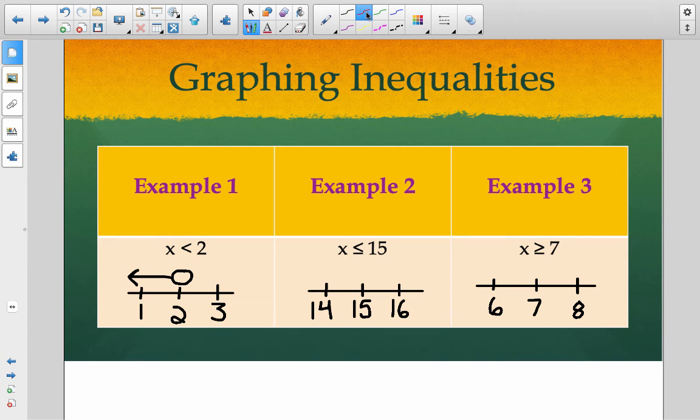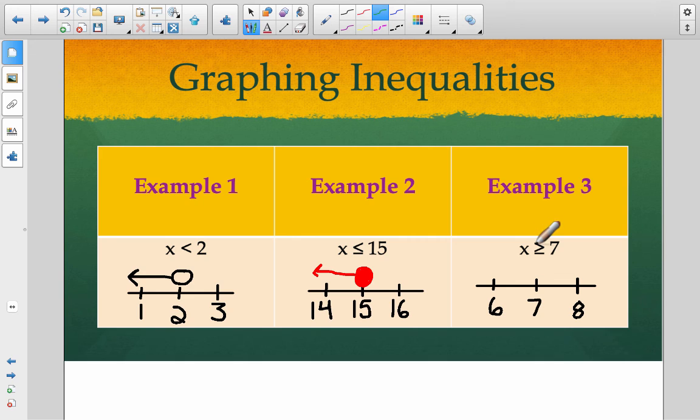Okay. In your next example, x is less than or equal to 15. Now because I have that equal to bar, 15 is a solution. So I'm going to draw a circle, but this time, because it's equal to, I'm going to color that circle in. Less than goes to the left, so I still draw my arrow to the left.